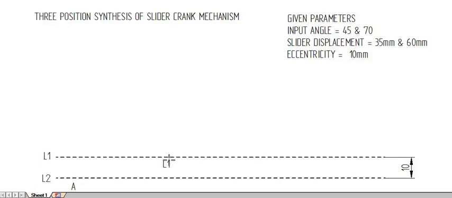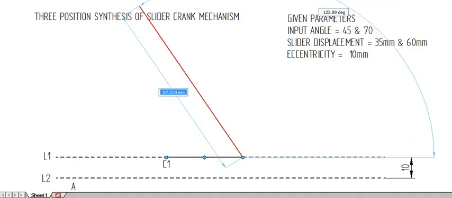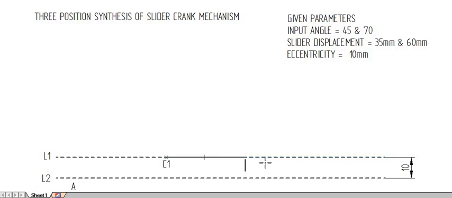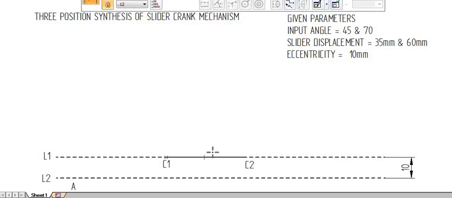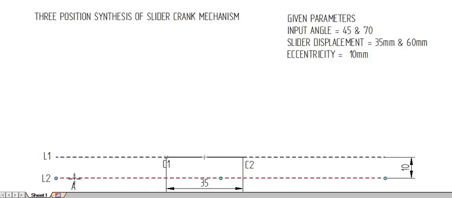Now I am drawing a line at a distance of 35 mm from C1, and marking that point as the second position of the slider, that is C2. Okay, so this distance is 35. Now I am joining point A and C2.